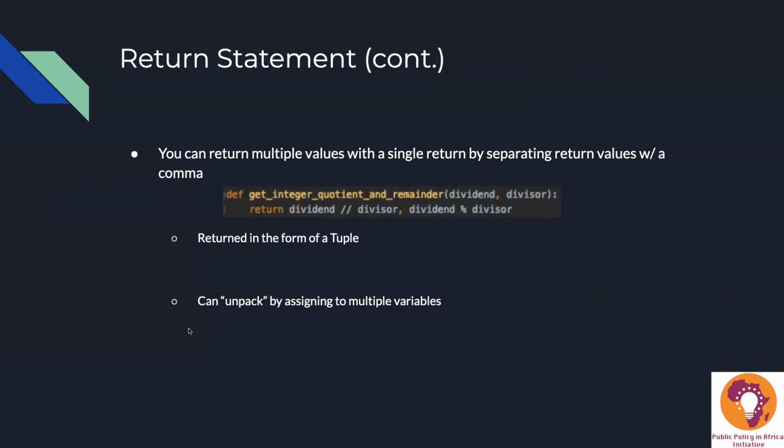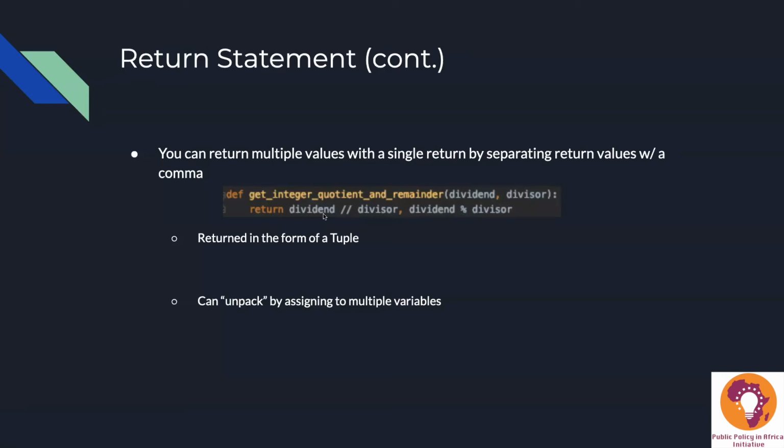So, return statement continued. We can return multiple values with a single return by separating return values with a comma. Here I define a function called get integer quotient and remainder. In case you're not too familiar with the math, a quotient is the output of a division operation. In division, you have your dividend, your numerator, whatever value is on top of your division. Your divisor is your denominator, whatever's on the bottom. So I'm getting the integer quotient and the remainder after that integer division.